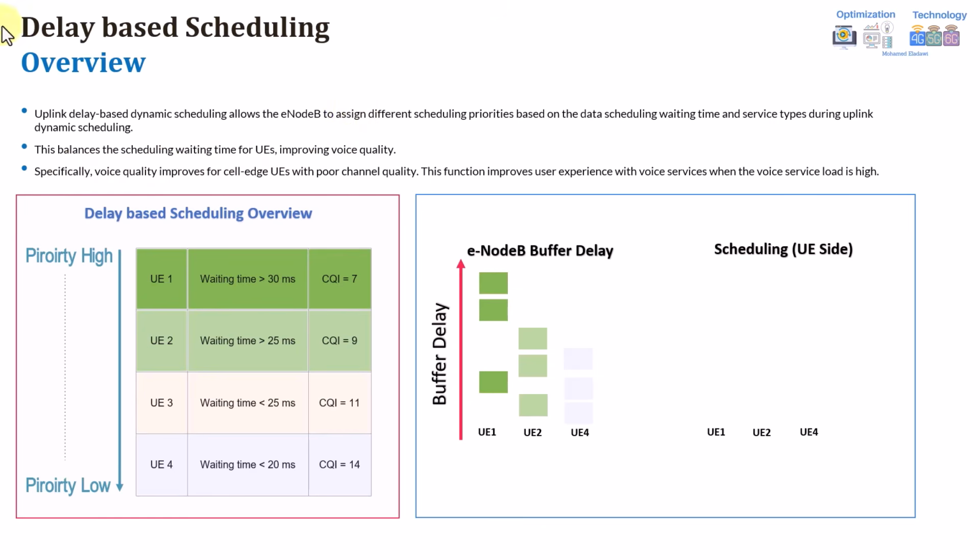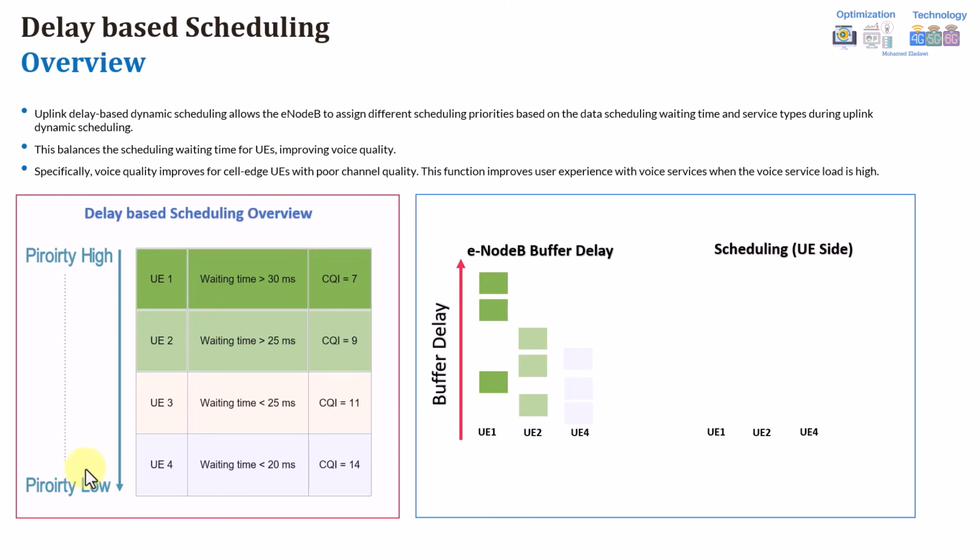This feature works based on the buffer delay, or you can say the eNodeB will look into the users that it has in its buffer. If it finds some users with a high waiting time, for example a buffer delay that is very high based on some value, which might depend on the vendors themselves. For example, assuming UE1 has a waiting time of more than 30 milliseconds and UE2 has 25 milliseconds, this will be the priority of the scheduling.